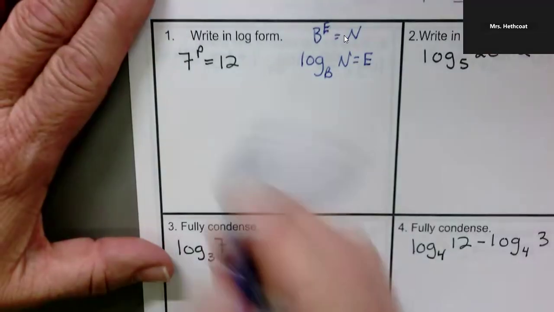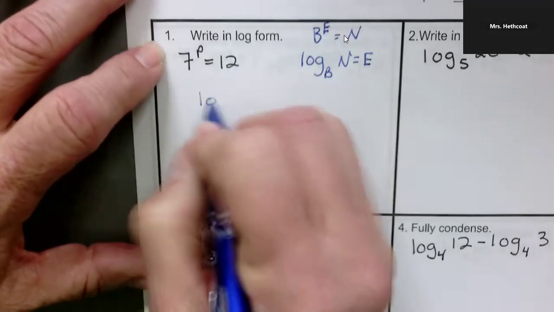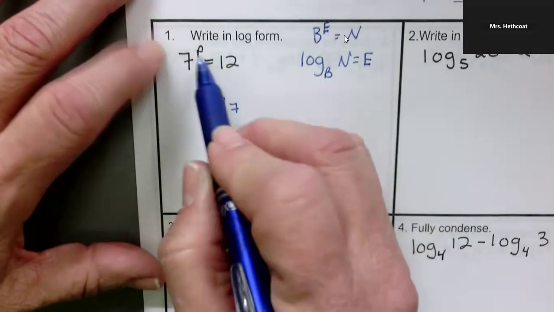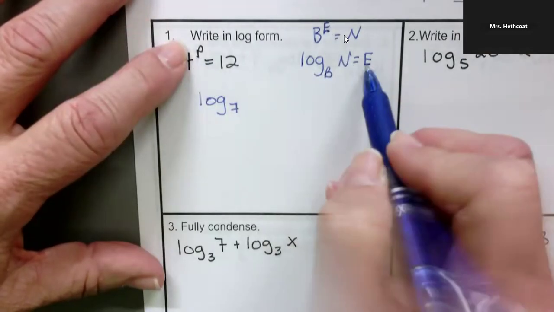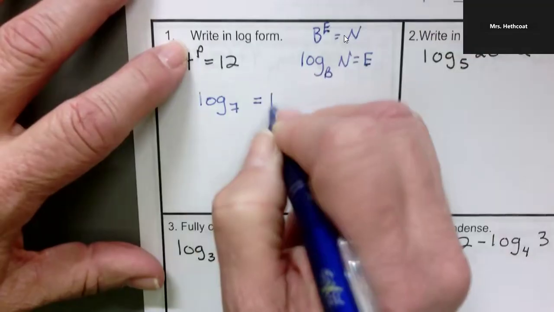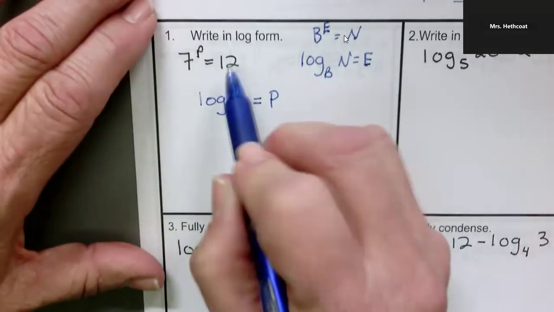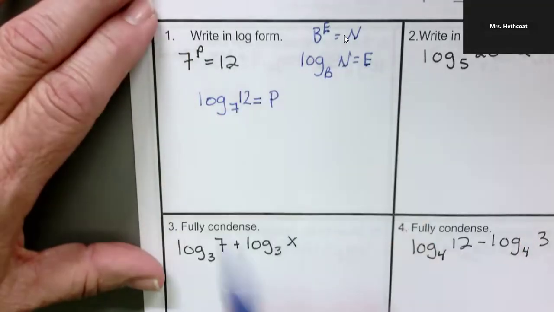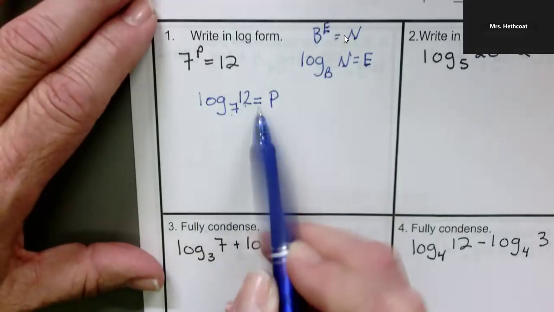So the 7 is the B, so in my reply it's going to be the B in the log. The P here is the exponent, so it is going to be after the equal sign here. The N here is 12, so that is going to go here. And we would say that log base 7 of 12 equals P.